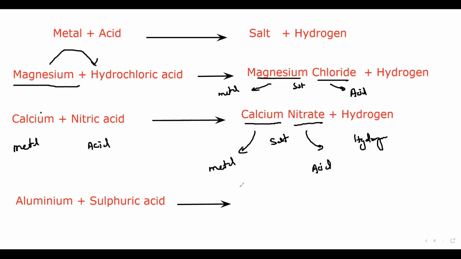So aluminium plus sulfuric acid, the result will be, because sulfuric acid is there, whenever the product should be salt and hydrogen. Yeah, that's right. So the first name is coming from the metal, that is aluminium, and the second name of the salt is coming from the acid. So if it's a sulfuric acid, then it will be sulfate, and plus the product will be hydrogen.